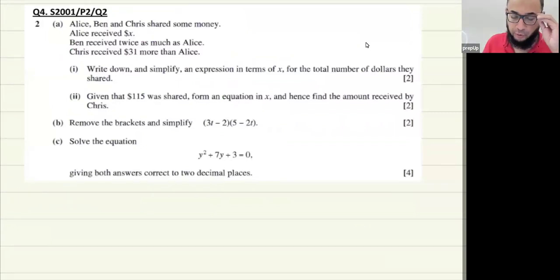Now let's look at question number 4. Over here in question number 4, I'll just focus on the first part. The rest of the part is just basic. So I'll just focus on part A only. Just have a look at it. You have already solved it, so we're just going over it.